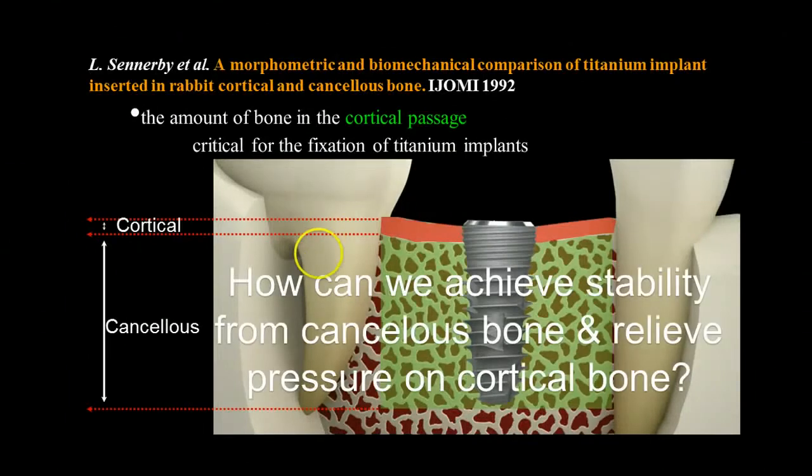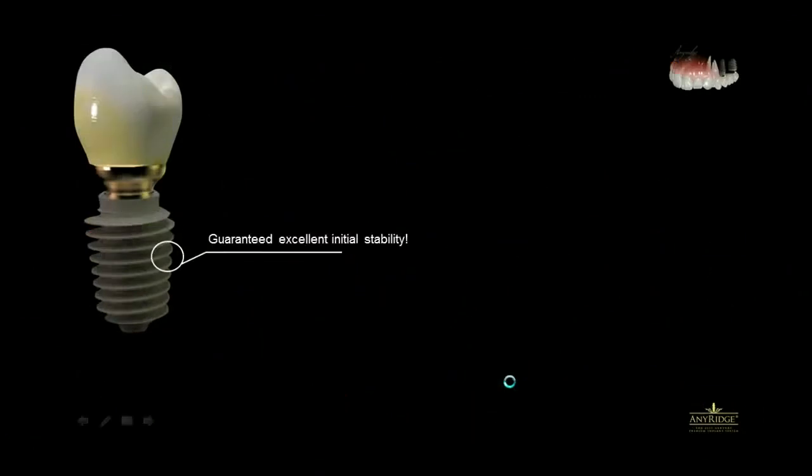By compromising this thickness of bone there, you're compromising the amount of bone that you have in the end result. So my question becomes, and our question at MegaGen becomes, how can you actually achieve stability from cancellous bone and relieve pressure on the cortical bone? Again, because cortical bone does not react well to pressure, as we all know. So we want that guaranteed excellent initial stability, right?